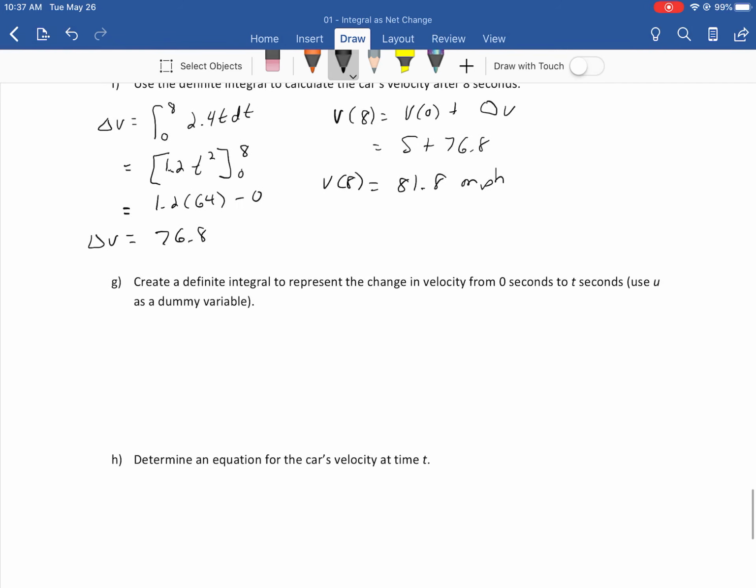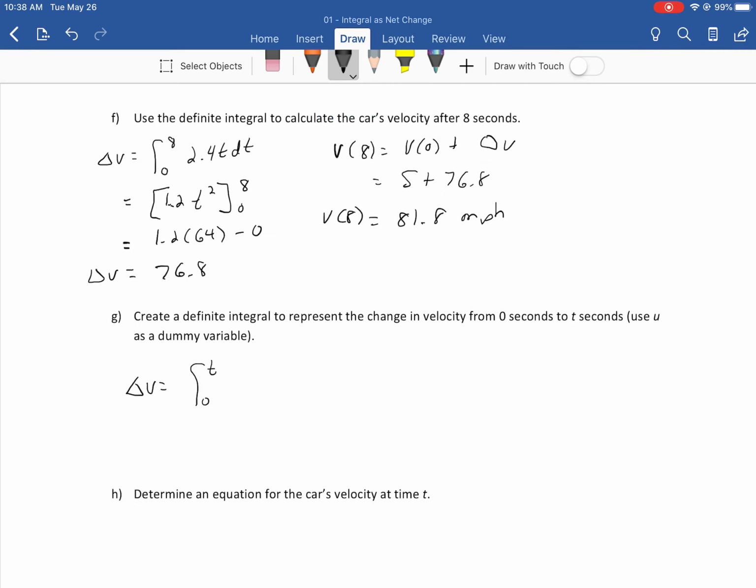So next, it says create a definite integral to represent change in velocity from 0 to t. So if we want delta v from 0 to t, we want to come up with an equation for delta v. We want to specify the t at the start in this particular question. And so we'd be going 1.2. Well, I can't use t again here. So it just says use u as a dummy variable, so the acceleration is 2.4 u du. The 1.2 was in that last question there.